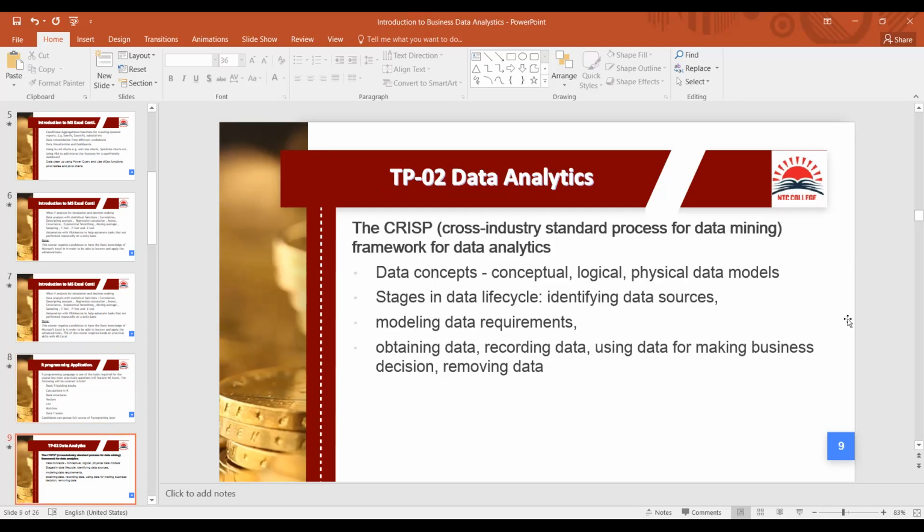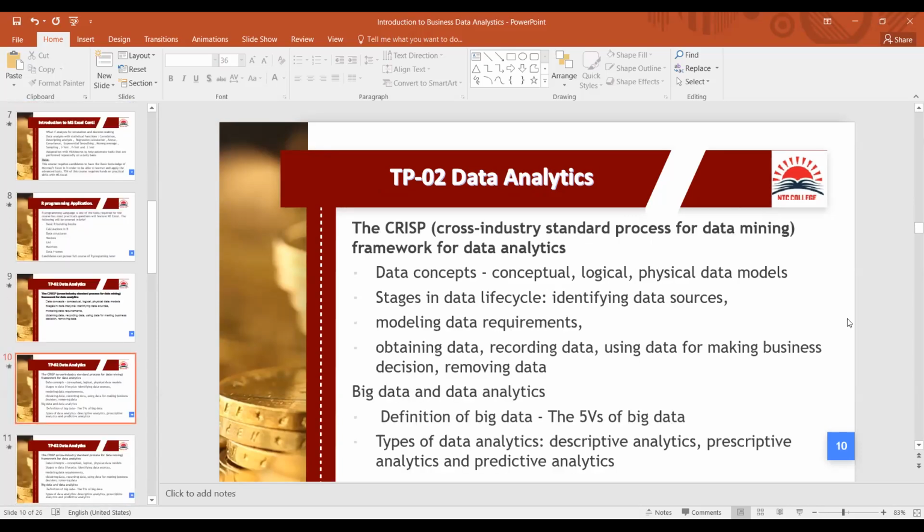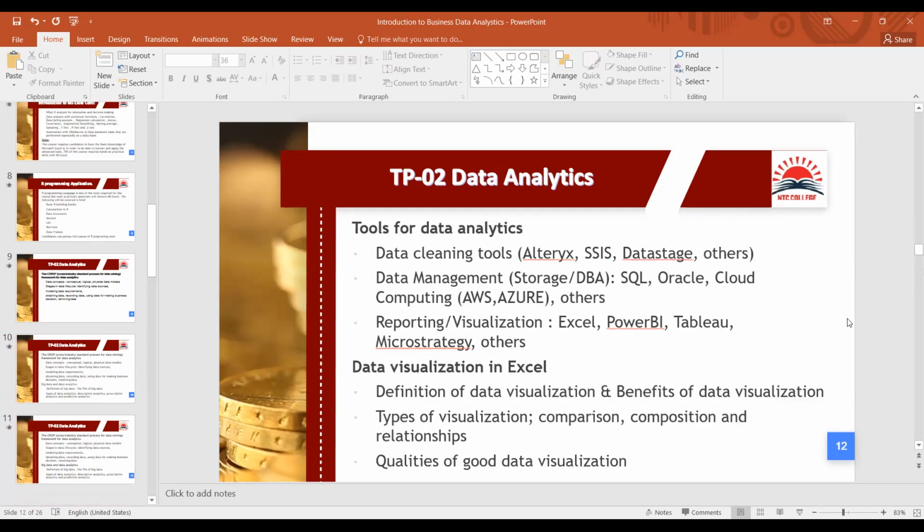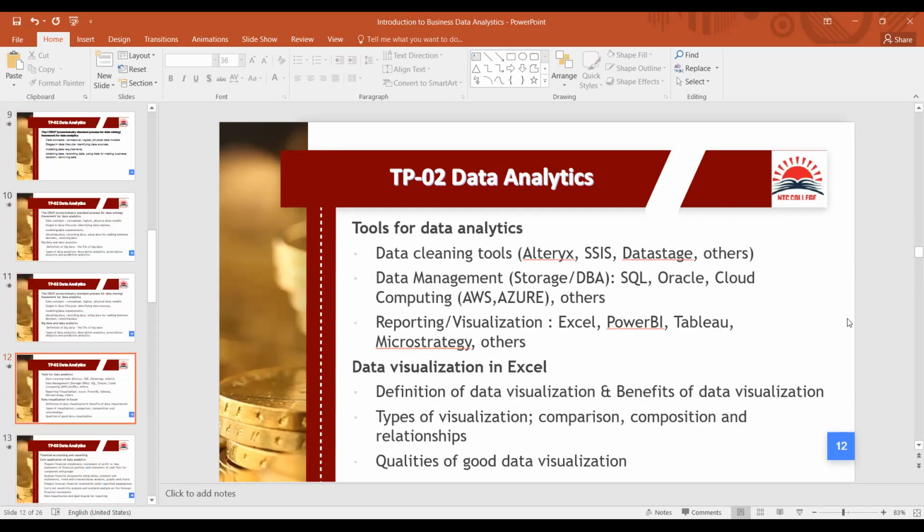The second topic is about data analytics, and basically we'll be looking at the data concepts. We'll also be looking at the stages in a data life cycle, that is identifying the data source, modeling data requirements, and up to the removing of data. Then there's also the big data and data analytics. We'll be looking at the definitions of big data, the 5 V's of data, the types of data, and the tools for data analytics.